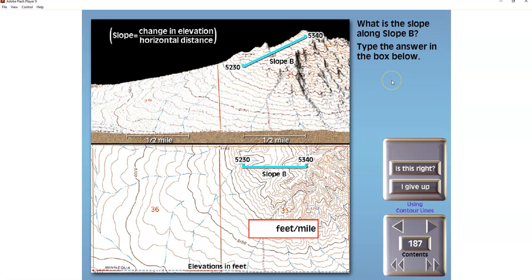What is the slope along slope B? Type the answer in the box below. So we have 5,340 feet minus 5,230 feet. That's 110, right? Yes. And then 110 divided by a half, which means double 110, which would be 220. So let's type 220 and see if we're right. Yes, we are.